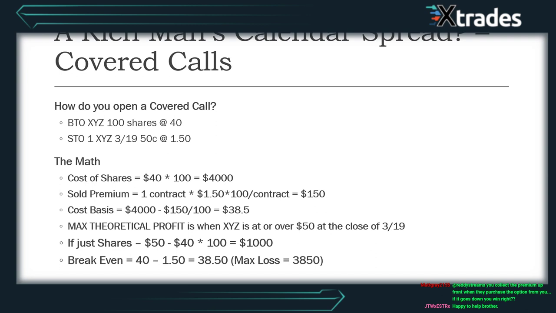And then we're going to sell to open the March 19th 50C, and say that is $1.50. And so the math behind this, right? You're going to be paying $4,000 total for those shares. And then we sold a premium, so we sold that contract at $1.50, so that's $1.50 times 100. So we collected $150 in credit when we opened this position. So that means our cost basis per share is $38.50.